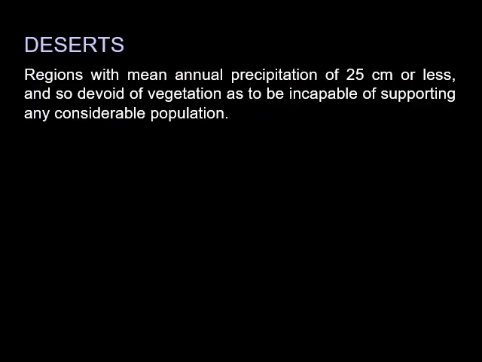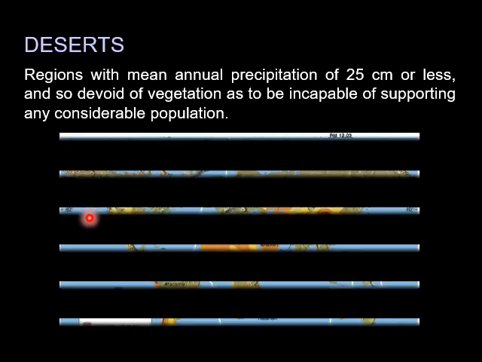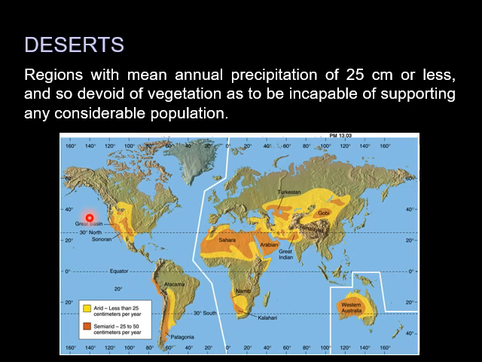Deserts are regions of the Earth with mean annual precipitation of 25 centimeters or less. They are mostly related with descending air currents. These are latitudinal air currents called Hadley cells. Deserts are distributed along a belt at 30 degrees north of the equator and also 30 degrees to the south. As you can see, many deserts are situated within this belt.